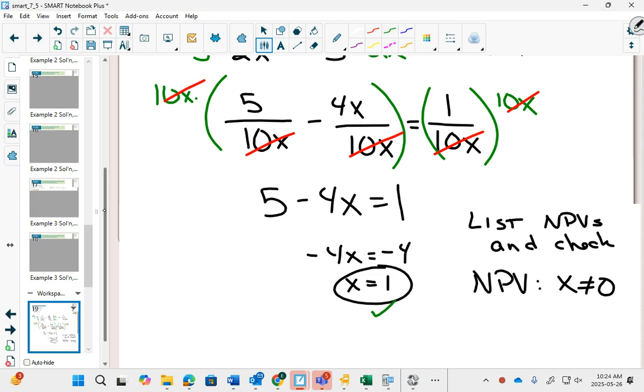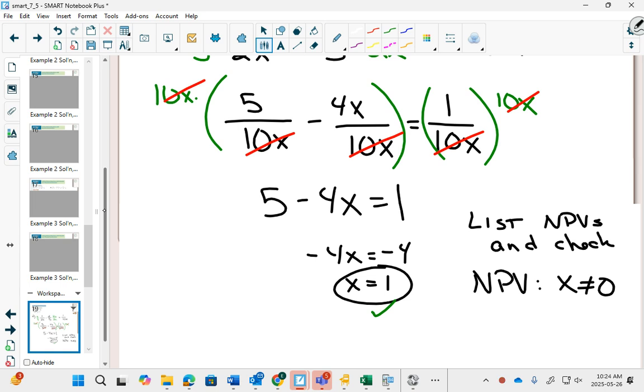It's okay. But sometimes you will get an answer to the question that was a non-permissible value, and then you have to be like, nice try. You tried to trick me. You put an X through it, call it an extraneous root, because it appeared to be an answer, but it's not an answer. That can sometimes happen. But in this one, here's our non-permissible value. X can't equal 0. We checked it. It was fine. And everything is good.